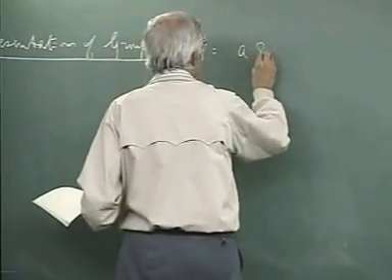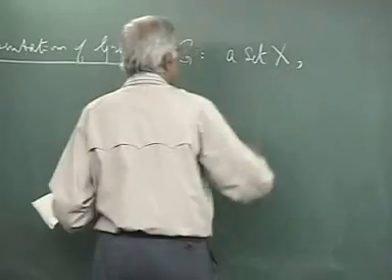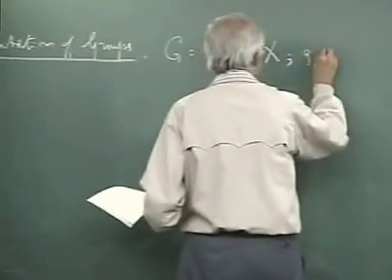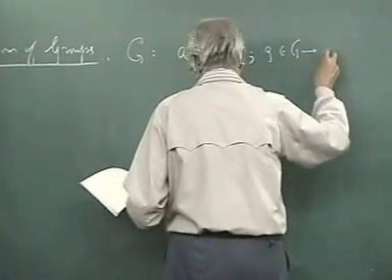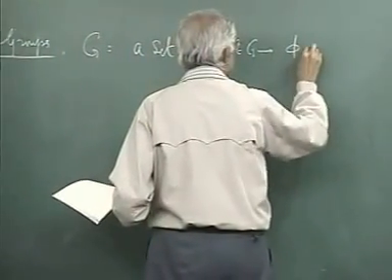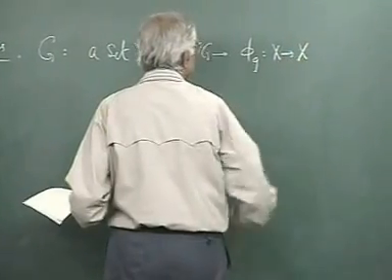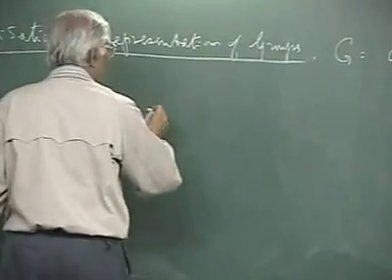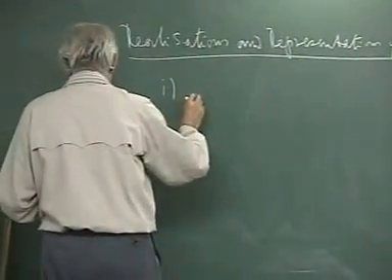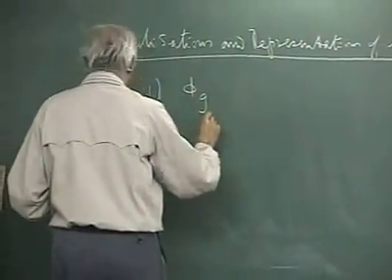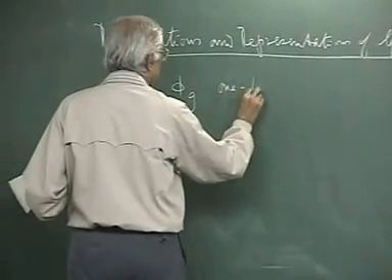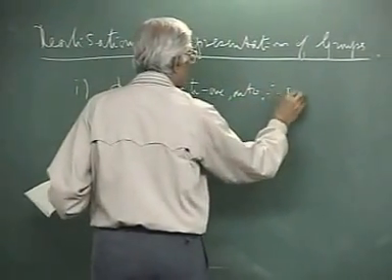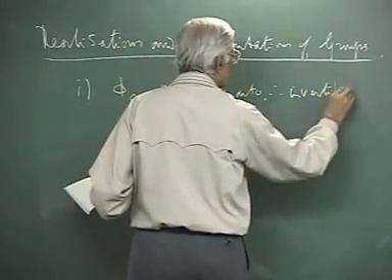What you need is a set which I denote by capital X, and then for each element of the group you need a mapping of the set onto itself, which must have certain properties. And what are the properties? First of all, for each group element, this must be 1 to 1 and onto. So, it follows that it must be invertible.